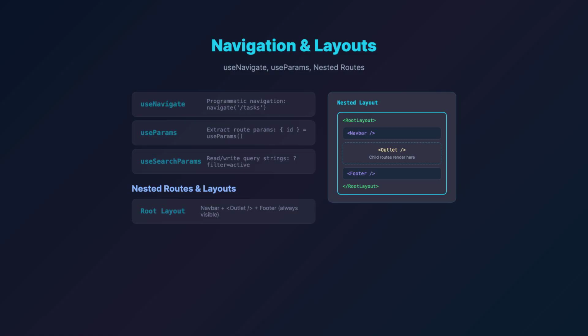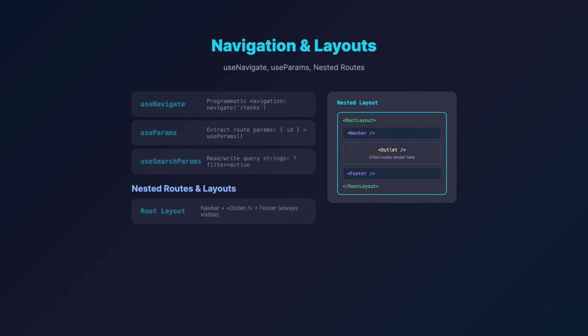Now, nested routes and layouts. Most apps have a layout that stays the same across pages. A navbar at the top, a sidebar on the left, a footer at the bottom. Only the main content area changes when you navigate. In React Router, you create a layout route. The layout component renders Outlet where child routes should appear.